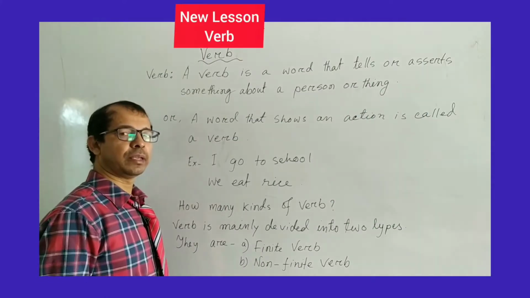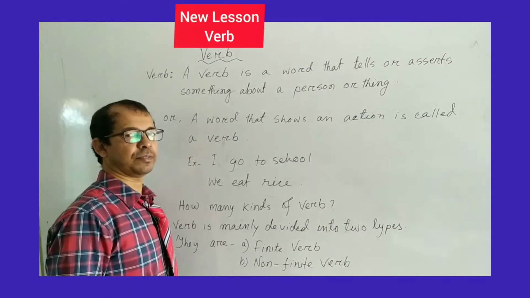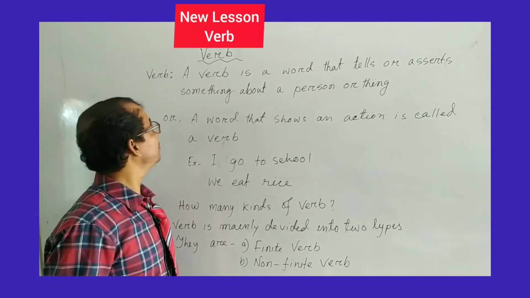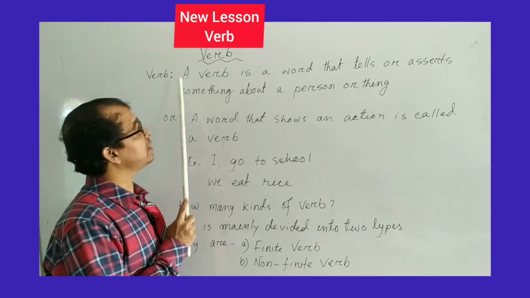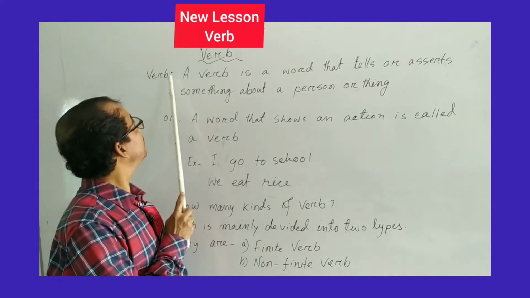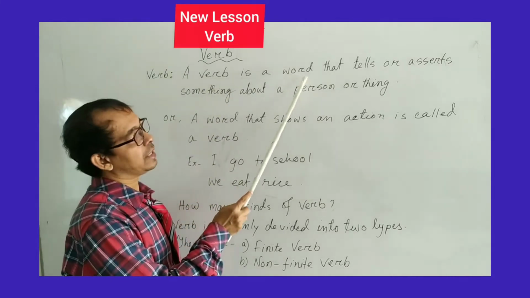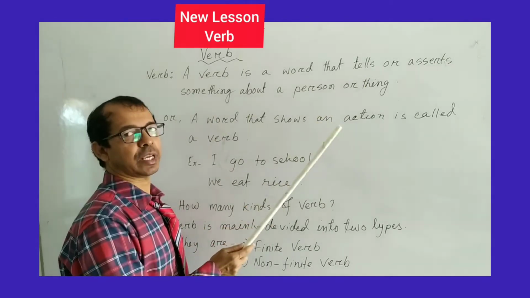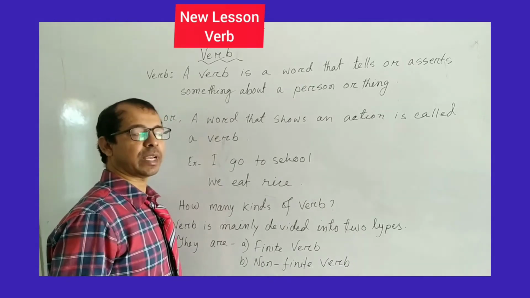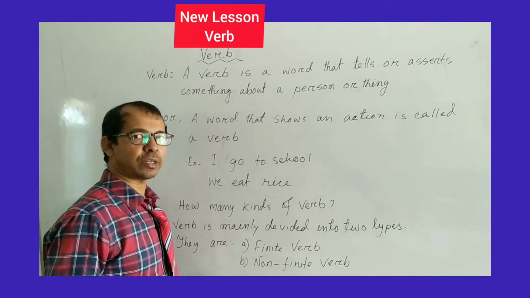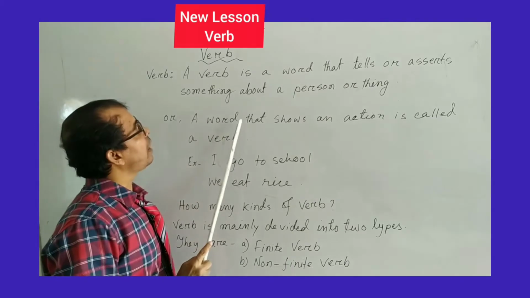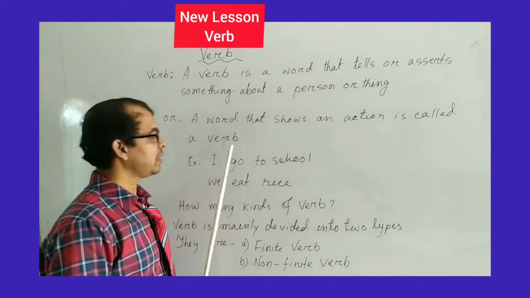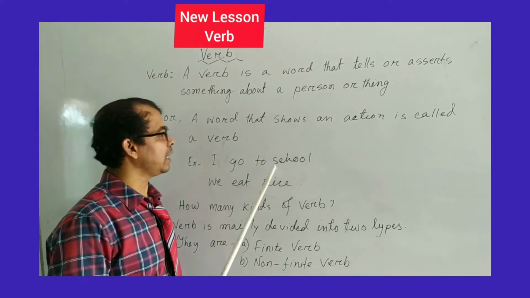My dear student, today's new lesson is verb. At first, we have to know what a verb is. Here is the definition of verb. A verb is a word that tells or asserts something about a person or thing. In another way, we can say the definition of verb is a word that shows an action is called a verb. As for example, I go to school.